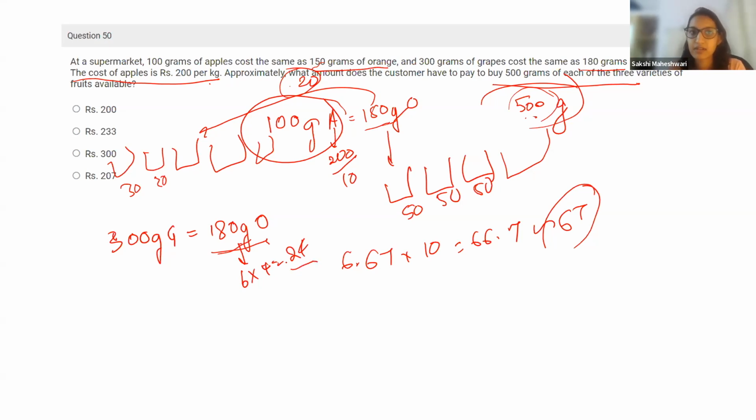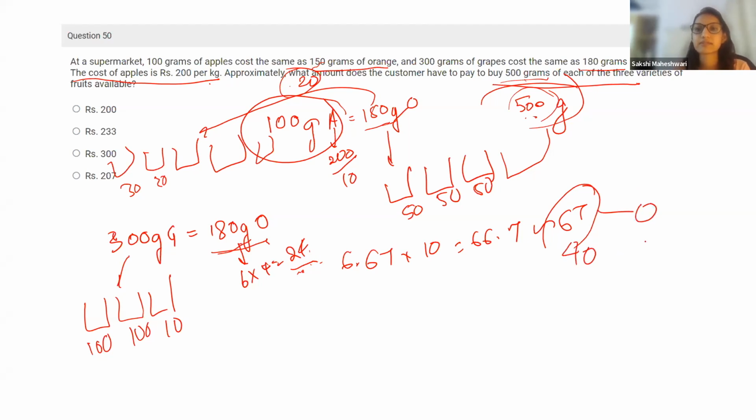Now we need to find for 500 grams. So just assume this 100 grams basket. Three baskets of 100 grams and they are costing me 24. Each basket will cost me rupees 8. Sorry, each basket will cost me rupees 8, and for five baskets, it will be rupees 40. Right? So I got this for oranges, this is for grapes.